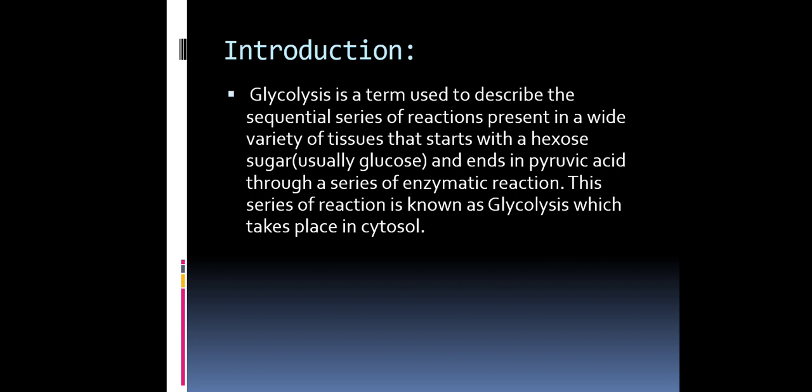So glycolysis is nothing but a process where glucose converts to pyruvic acid through a sequence of enzymatic reactions, and those enzymatic reactions we'll try to understand. What do we mean by enzymatic reaction? Those reactions which are catalyzed by enzymes. And one important thing, remember that glycolysis takes place in the cytosol. What is the cytosol? The cytosol is the aqueous component of the cytoplasm of a cell, which contains various cell organelles and the particles suspended in it.